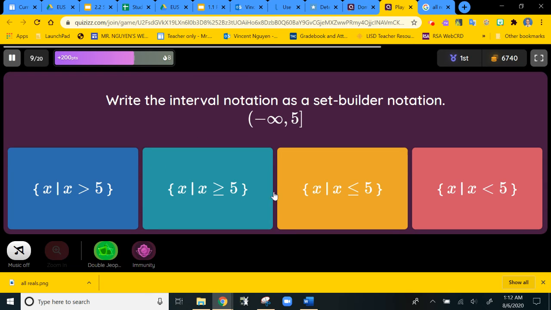So which one does that say? I think it's this one, right? Less than 5, and I want to include it, so it's less than or equal to. So I think I'm going to say it's the orange one.